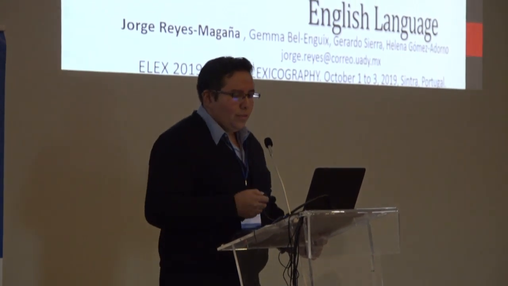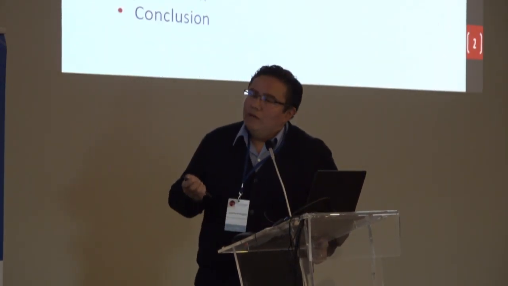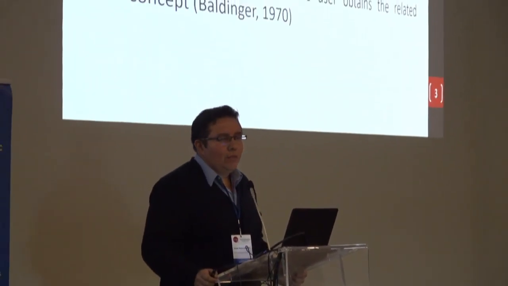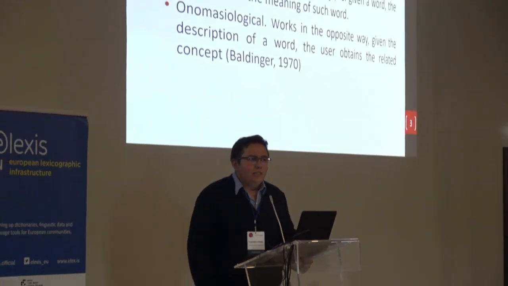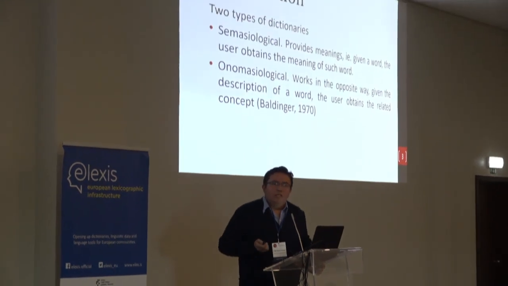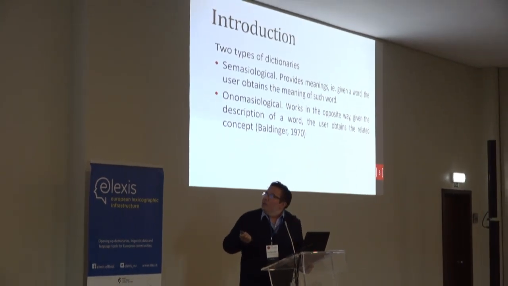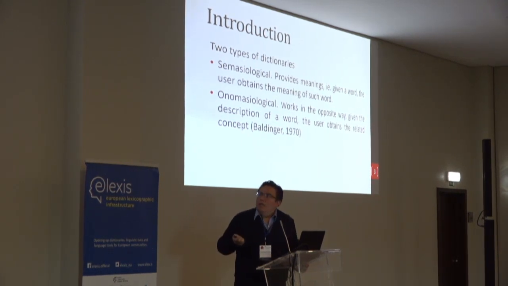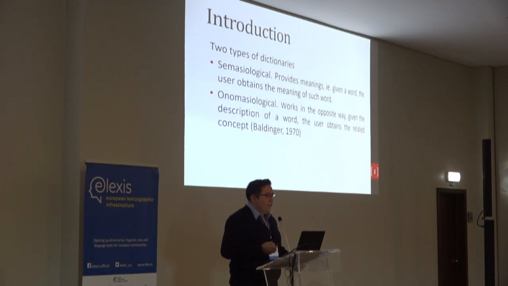So let's get started. Here we have all the content that we are going to be talking about. First of all, we have two types of dictionary. The first one is the most common one, the semasiological, that provides meanings. When you have a word, the user obtains the meaning of such word. And the other one is the onomasiological, which works in the opposite way. Given the description of a word, the user obtains the related concept.